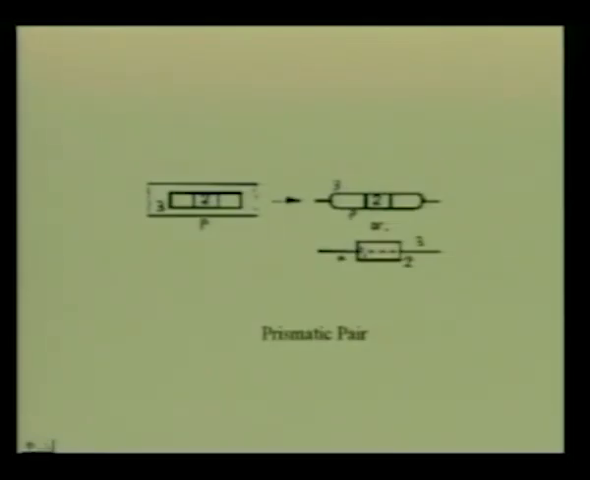Prismatic pair, say between body number 2 and body number 3: the block, which is the body 2, has relative translation along this slot. In the kinematic diagram, we may show this prismatic pair between body 2 and 3 by this line diagram, or sometimes, to make it completely unambiguous, we represent it like this. There is a prismatic pair between body 2 and body 3.